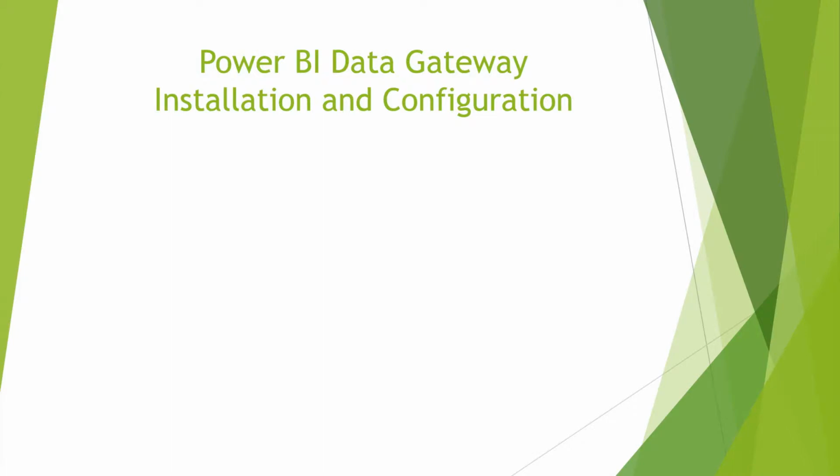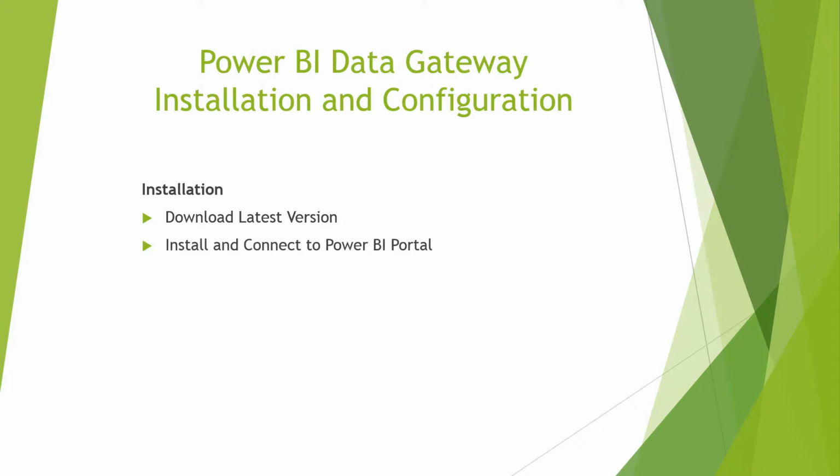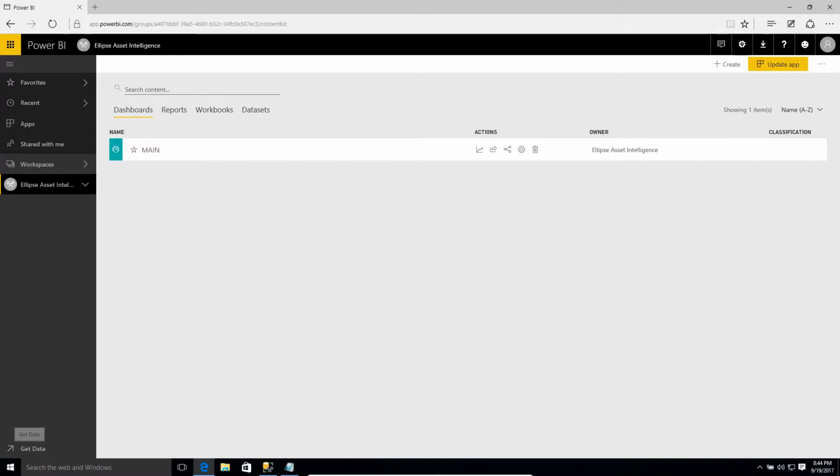In this video, we are going to install and configure the Power BI Data Gateway. To install this system, we will need to download the latest version from the Power BI site. We will then install this and connect it to the Power BI portal, and then we will verify the Power BI registration. Then we will create the database connections from the Data Gateway to the SSAS service.